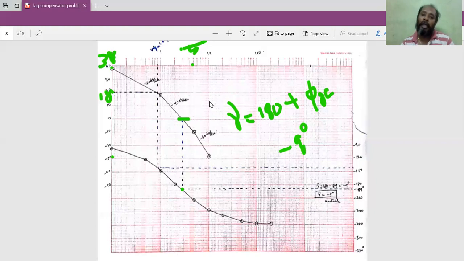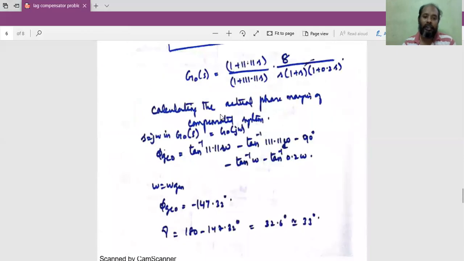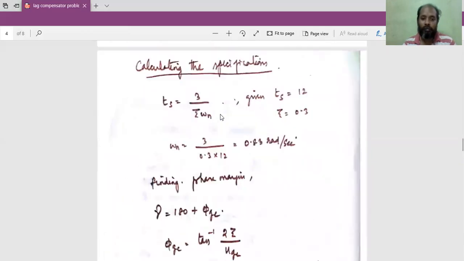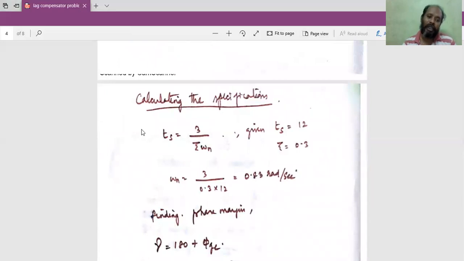Also, we are supposed to find what is the specification provided. So calculating the specifications. All the specifications are provided in time domain, so you convert that into frequency domain. It is provided that zeta value is 0.3, the damping factor value. Settling time for 5% tolerance band is provided as 12 seconds. So taking the formula, settling time is equal to 3 by zeta omega n. The unknown value is omega n. Calculating that, we are getting omega n as 0.83 radians per second.